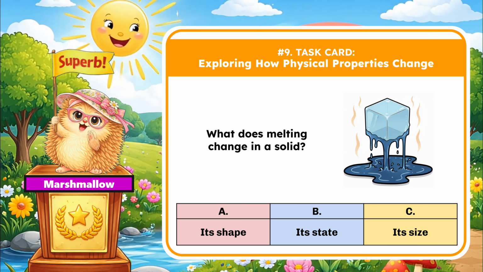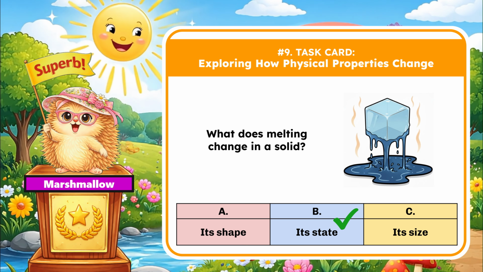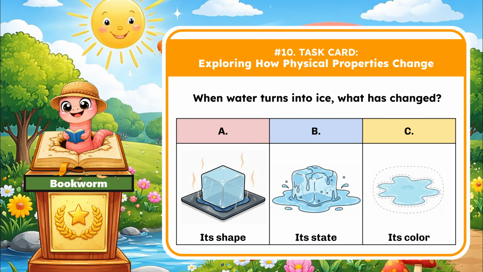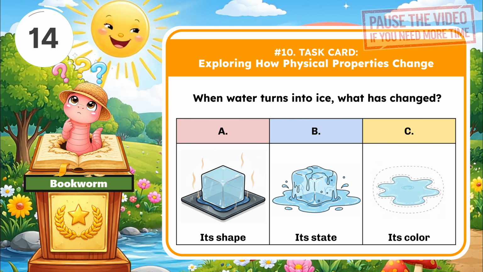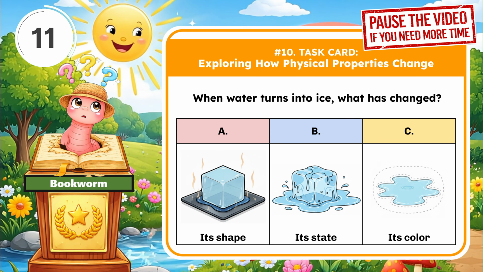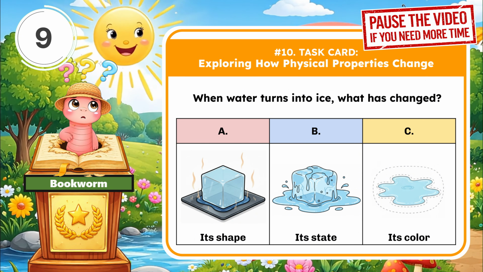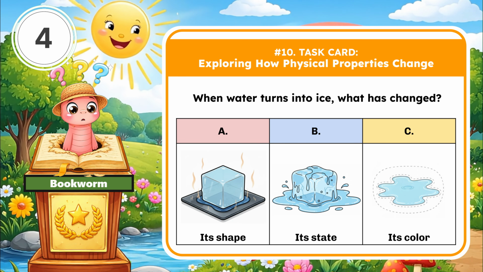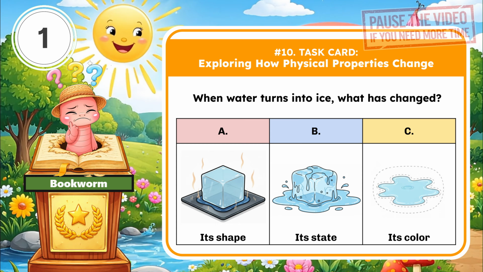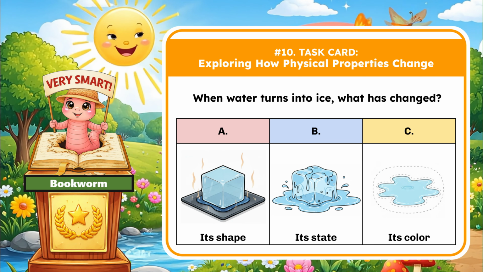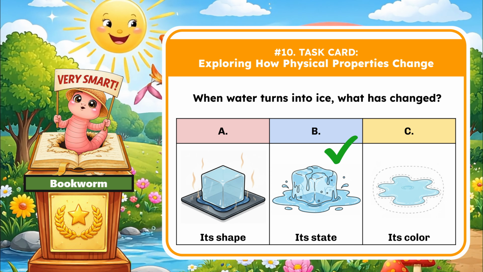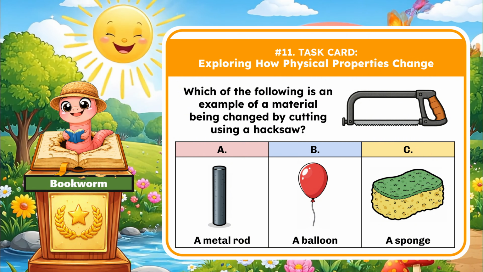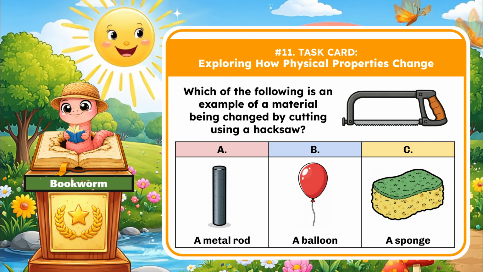And the correct answer is letter B, its state. When water turns into ice, what has changed? And the correct answer is letter B, its state. Which of the following is an example of a material being changed by cutting using a hacksaw?